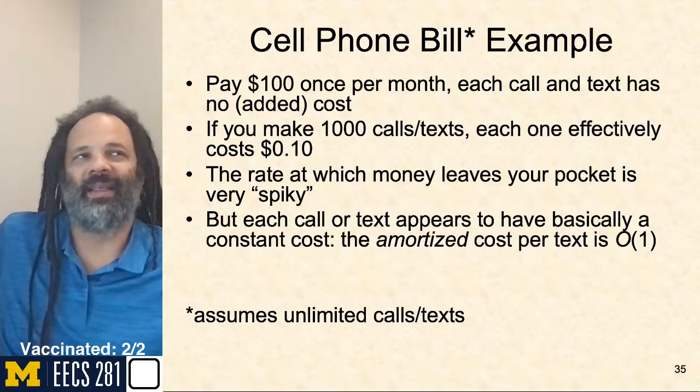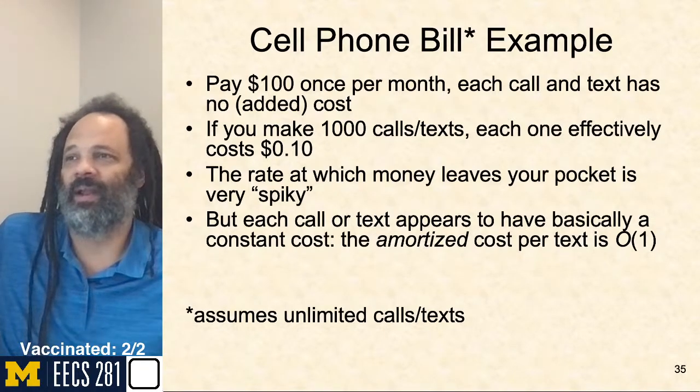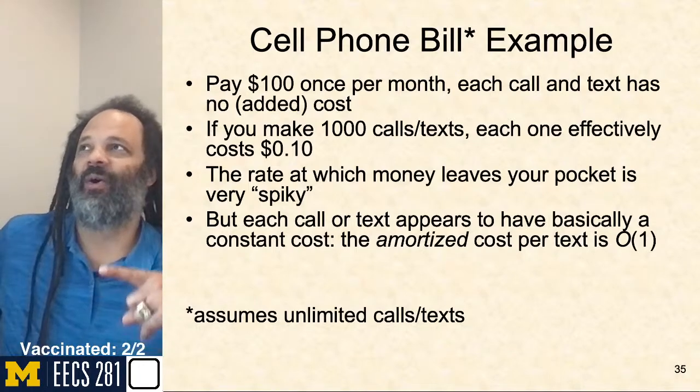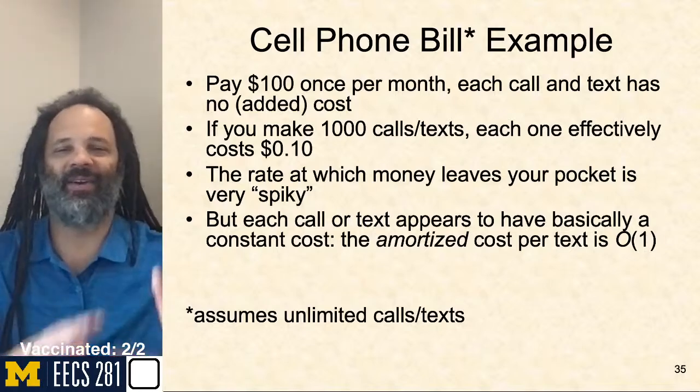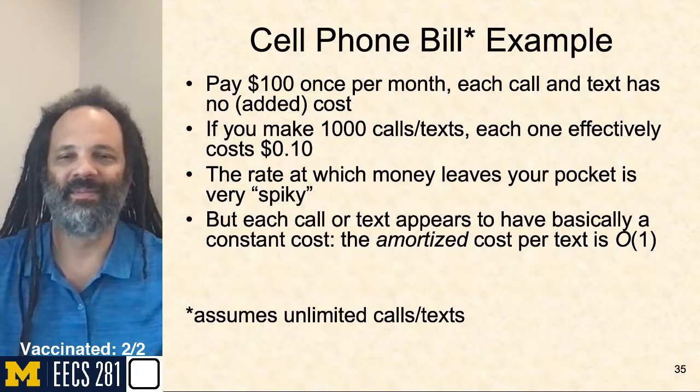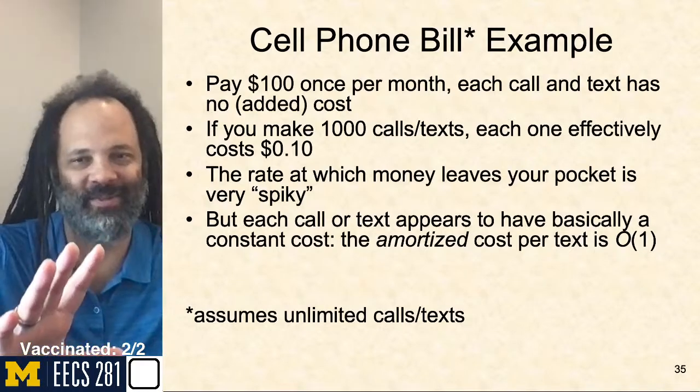It's actually still my money. That's different from having your parents pay for it, and you never have to worry about it. But all right, so you pay $100 once a month, or they pay. It's even better if they pay.